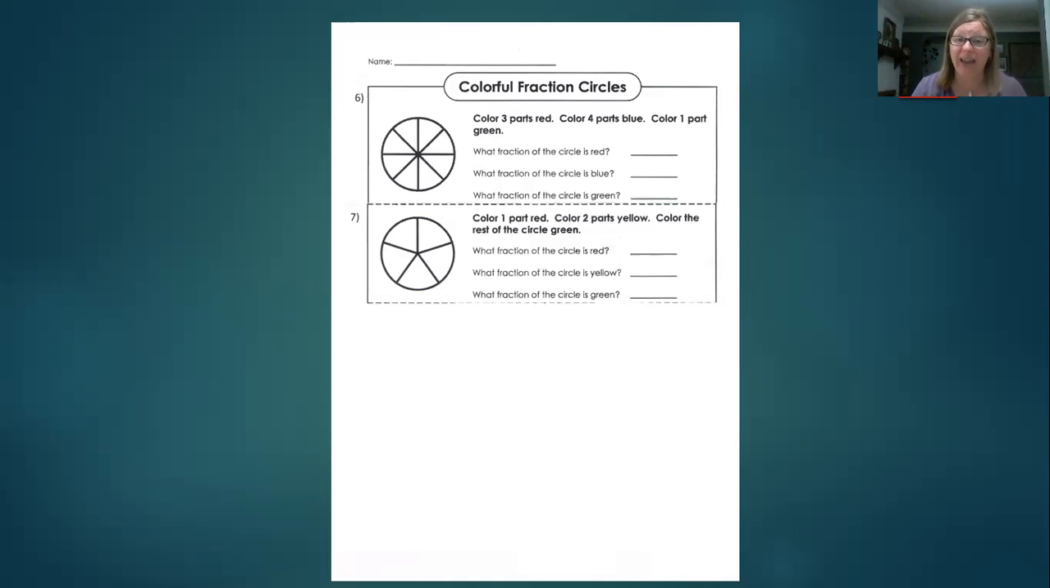Color 1 part red, color 2 parts yellow, and third, color the rest of the circle green. Which fraction is red? What fraction of the circle is yellow? And what fraction of the circle is green? All right, and then you are through these word problems for multiplication, division, and fractions.